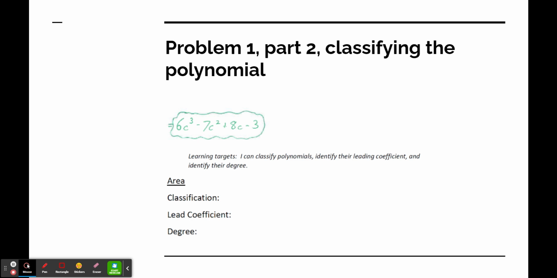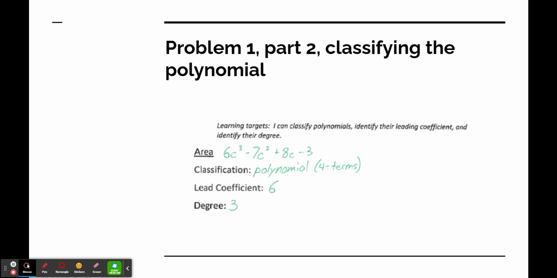So we're classifying this. We're finding the lead coefficient and we're finding the degree. This shouldn't take a whole lot of time, but again, we'll pause the video and in a minute or two, we can take a look at the answer. So here we have classification, polynomial. Anything 4 terms or bigger is a polynomial. So if it were 3 terms, it'd be a trinomial, 2 terms is a binomial, and 1 term is a monomial. But this is a polynomial.